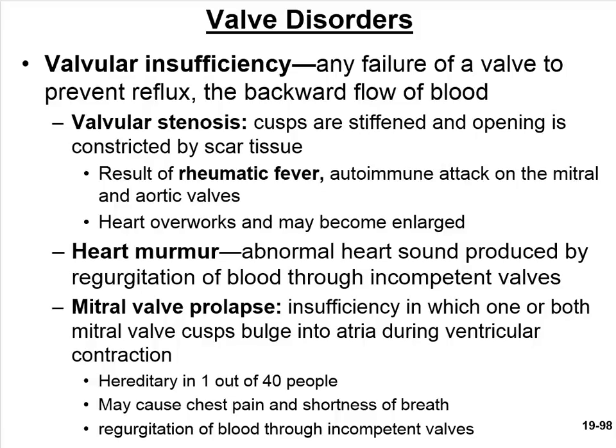A heart murmur is abnormal heart sounds produced by the regurgitation, or backward flow, of blood through incompetent valves. Or mitral valve prolapse: that's the insufficiency in which one or both mitral valve cusps bulge up into the atria during ventricular contraction. That's actually hereditary in about 1 out of 40 people. It can cause some chest pain and shortness of breath.